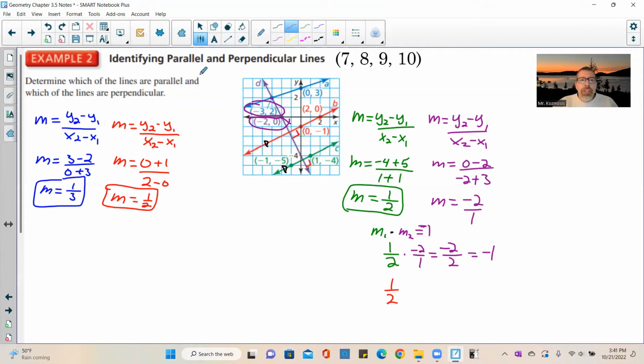Okay, so we just answered that. Red and green are parallel. Purple is perpendicular to both the red and the green. The blue line isn't parallel or perpendicular to anybody. Okay, so now do problems 7, 8, 9, and 10 in your homework, and we'll move on.